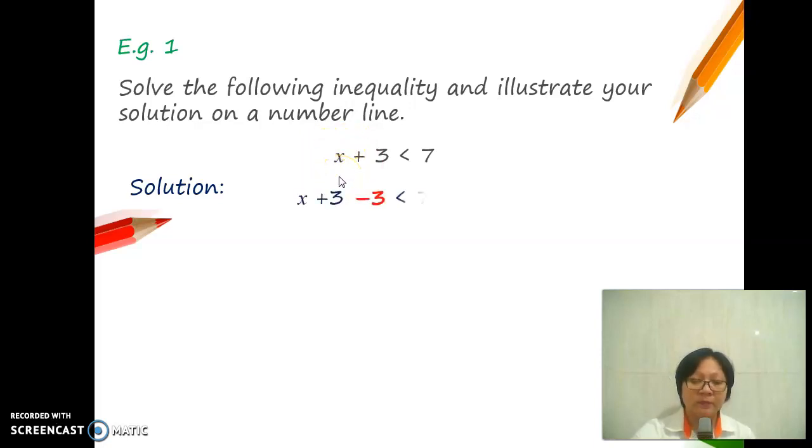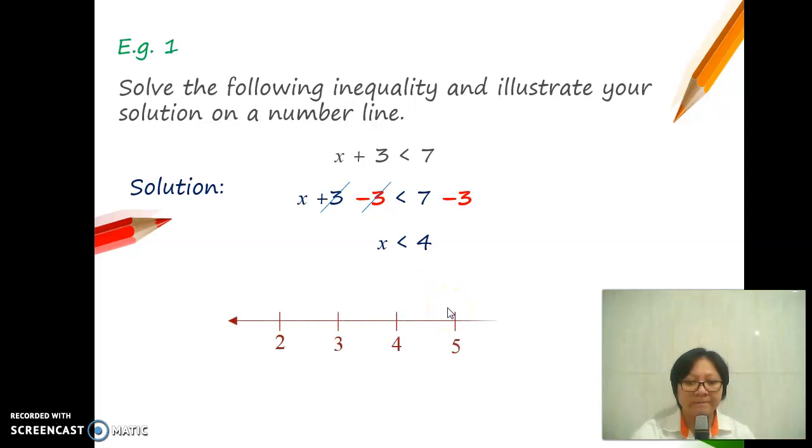by using the balance method. So I put -3 on the left side of the inequality sign. If I put -3 on the left side of the inequality sign, I need to put -3 on the right side of the inequality sign. So x is less than 4. This is the solution. And then illustrate on a number line.